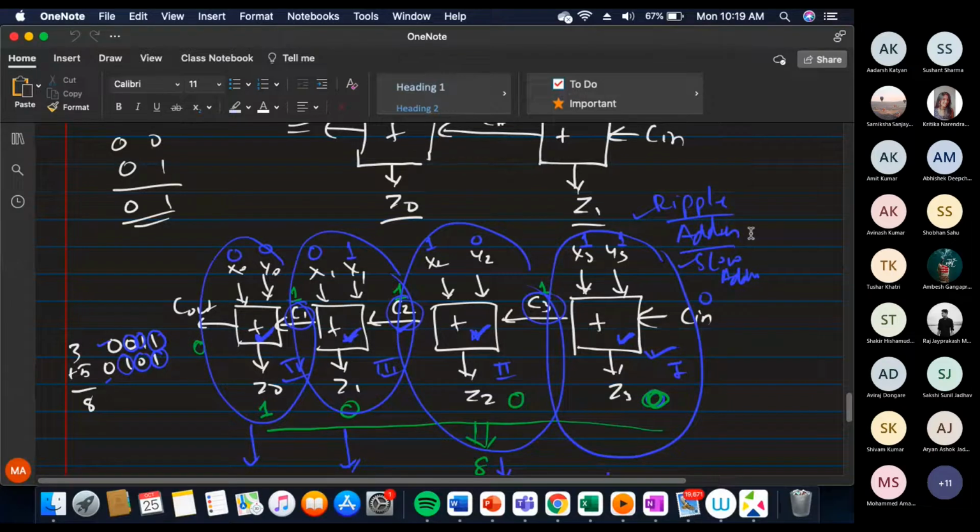The amount of time taken for addition is equal to the number of bits in the total number. So for a 4-bit addition, the total time taken will be exactly 4 machine cycles. If it is an 8-bit addition, the total time taken will be exactly 8 machine cycles, because it is adding each bit individually at a time. Until the first bit is added, the next carry will not be generated. Until the second bit is added, the third carry will not be generated. Until the third bit is added, the fourth carry will not be generated. I hope you are getting it. Is that clear?